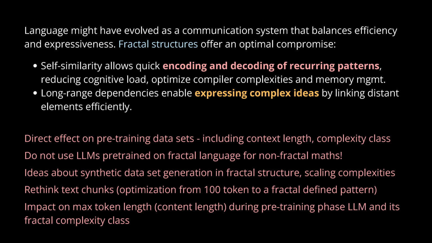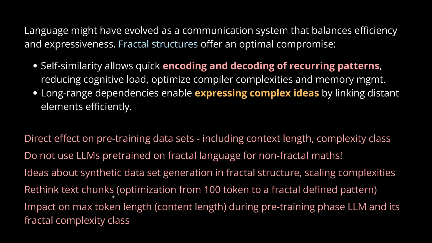So there are a lot of different questions I have for myself, and I want to show you where I'm currently. I think there's a direct effect on the pre-training data sets that we use to pre-train our LLMs. And this includes the context length for finding the fractal patterns, plus the complexity classes. Remember that fractals live between our Euclidean dimensions. I will show you this, we compute this in a second. Then, as I told you, I will not use LLMs pre-trained on human language for non-fractal mathematical formulations. I have ideas about how to synthesize and generate new data sets with a fractal structure, scaling the complexity for the pre-training. I have to rethink this chunking of our text.